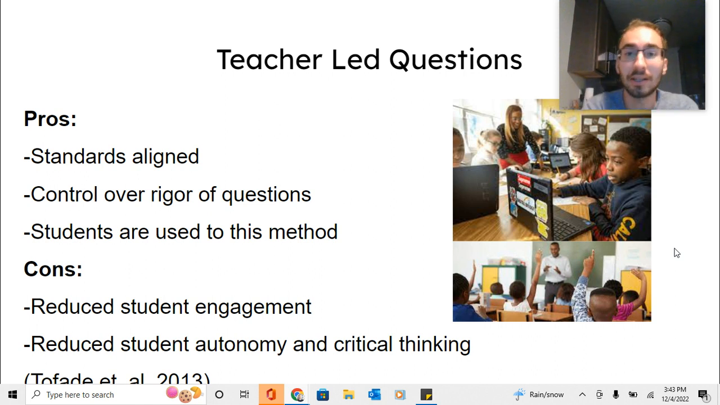The pros to teacher-led questions include they're often standards aligned. You, as a teacher, have control over rigor of questions, and students are used to this. This is what they've been doing since kindergarten. However, on the opposite end, the cons. There can be reduced student engagement and reduced student autonomy and critical thinking because a lot of the heavy lifting in terms of cognition is on the teacher.